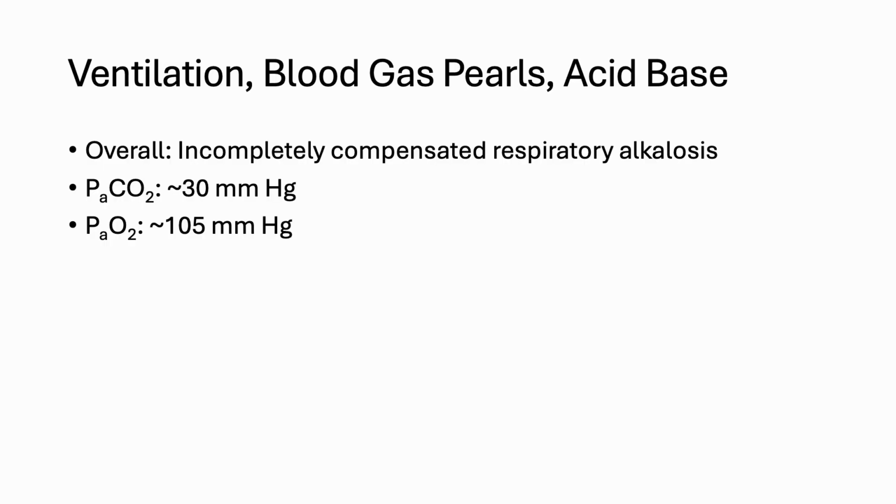Pearls about ventilation and everything. Overall, this is going to be an incompletely compensated respiratory alkalosis in pregnancy, where your PCO2 is going to be about 30. Even though you're having that increased production of CO2, you're blowing it off because you're increasing your respiratory rate, your tidal volumes, and your minute ventilation. And your PaO2 is going to go up, probably around 105, something like that.